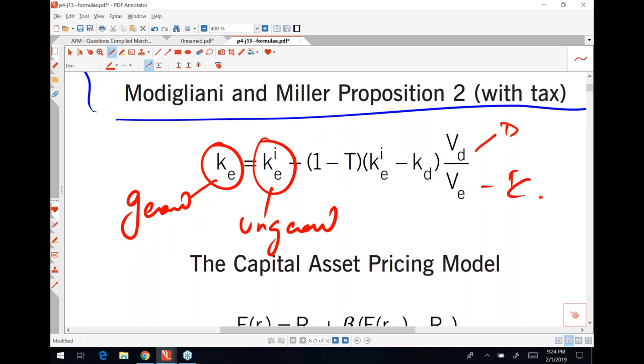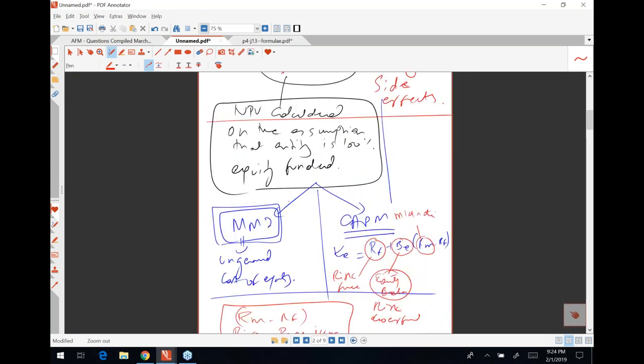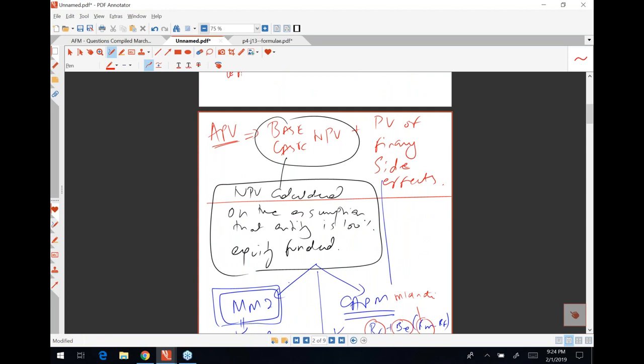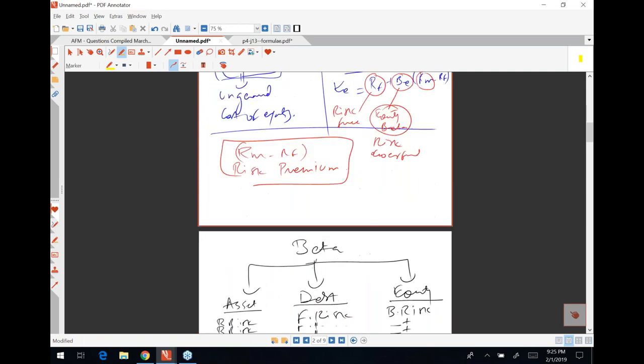Now, before we go on calculating the entire adjusted present value, the first step that I would want to go about is the calculation of the base case NPV. And then I'm going to explain to you how the present value of financing side effects come into play. So the first step is the base case NPV. Now let's discuss.